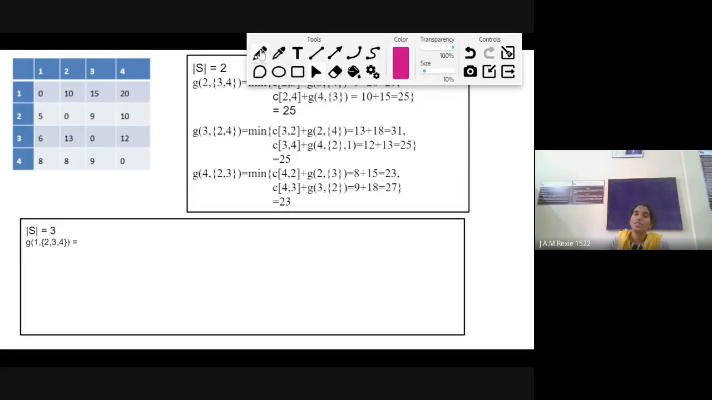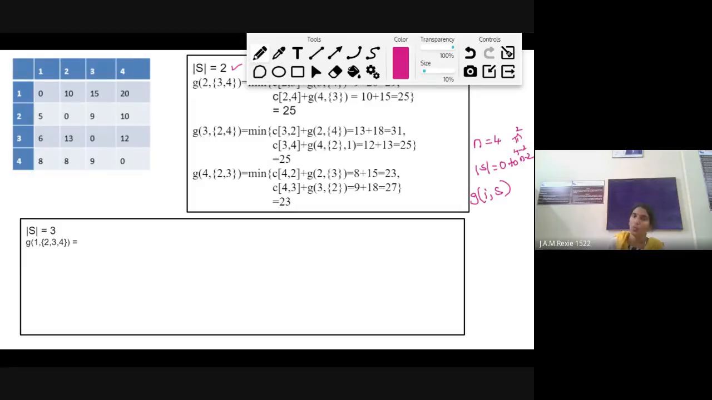Then, what is the number of vertices we are having? 4. So starting from the size of the set 0 to n minus 2, I have to calculate g of I comma S. So what is my n minus 2 here? It is 4 minus 2, it is 2. So 0 to 2 we have to calculate and it is done.